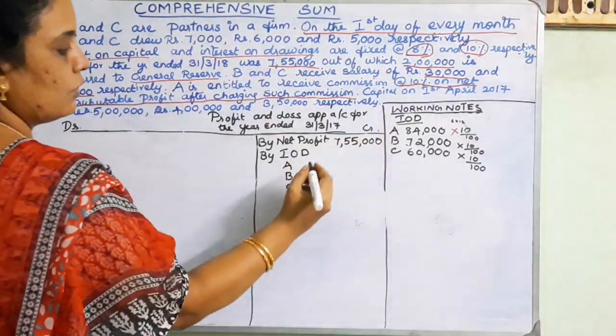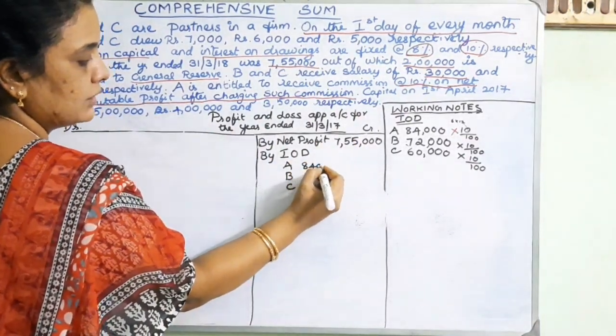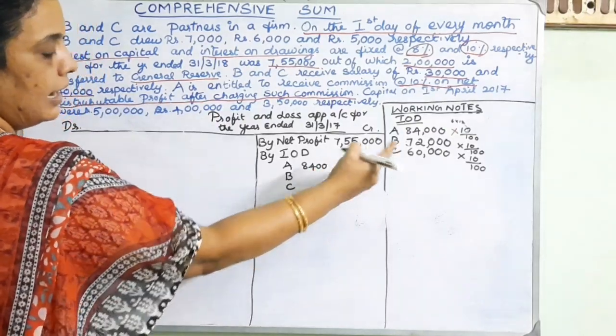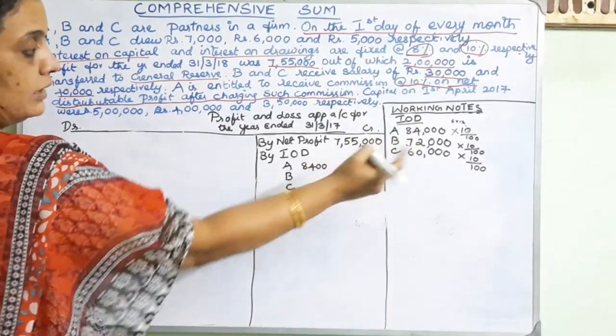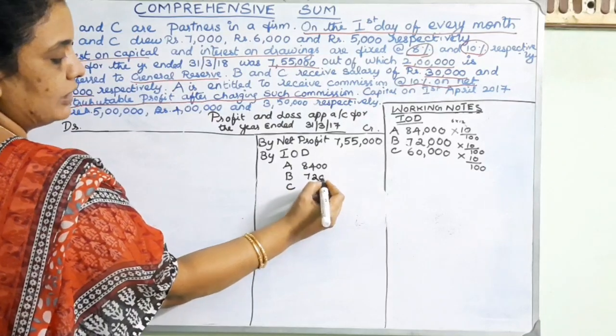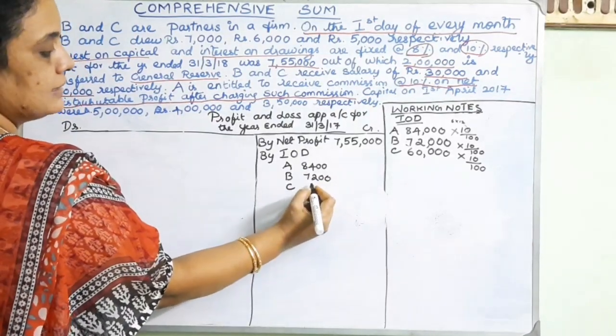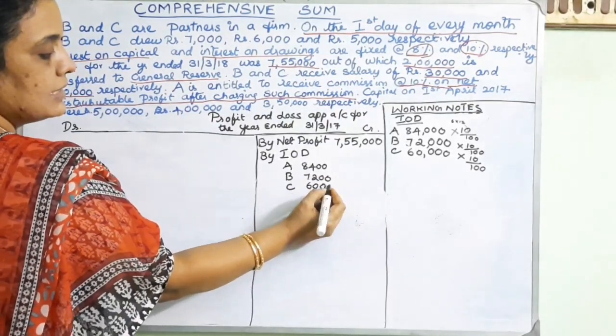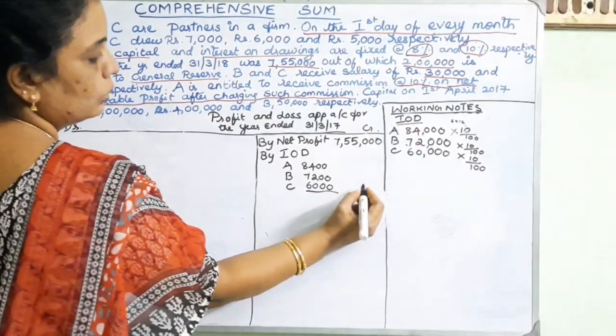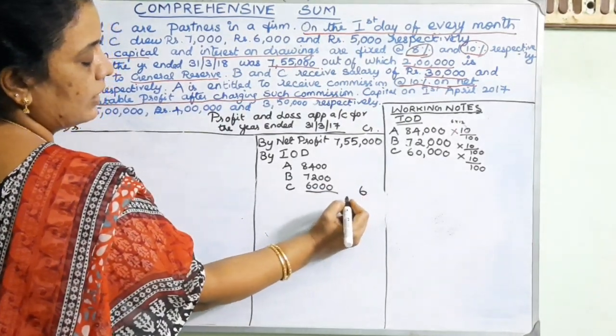So 10% of 84,000 is 8,400, 72,000 into 10% will give you 7,200, and 10% of 60,000 is 6,000 rupees. So the total interest on drawing is how much?